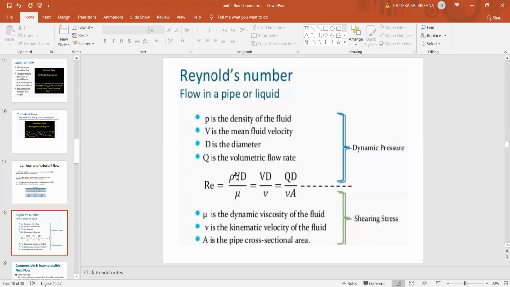If you know the density, velocity, diameter, and mu. What is mu? Mu is the dynamic viscosity of the fluid. So Reynolds number is the ratio of inertia force to viscous force. It is also written as V d by nu, since dynamic viscosity by density is kinematic viscosity. Or you can write it in the form of discharge, Q d by A nu. So this is the Reynolds number, rho V d by mu. It's just a number, we don't have any units for this.